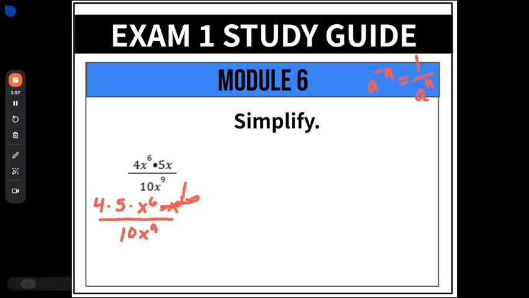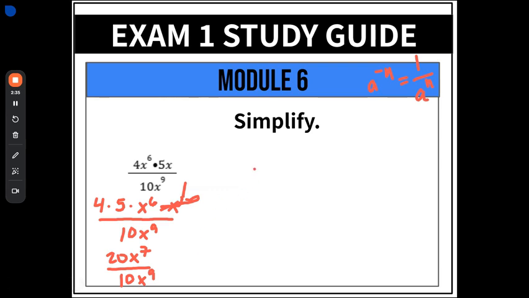Whenever we have common bases, we can add their exponents if they're being multiplied. And same here, we can go ahead and multiply. So we're going to get 20 times x to the 6 plus 1 gives us 7 over 10 to the x to the 9th. Okay. So now what we can do here is when we have common bases that are being divided by each other, we can simply subtract their exponents.